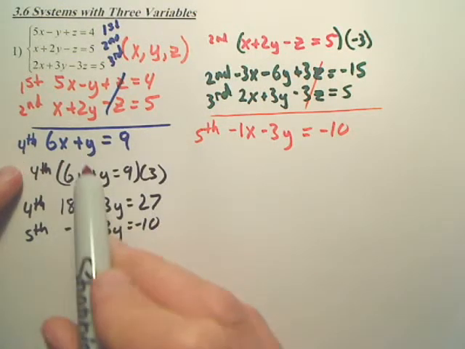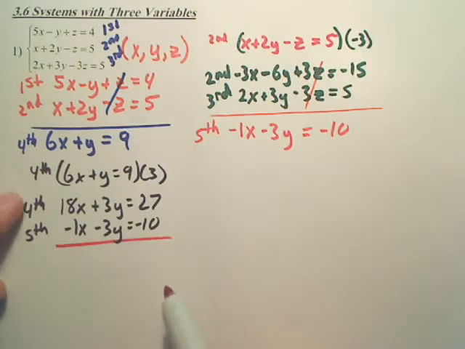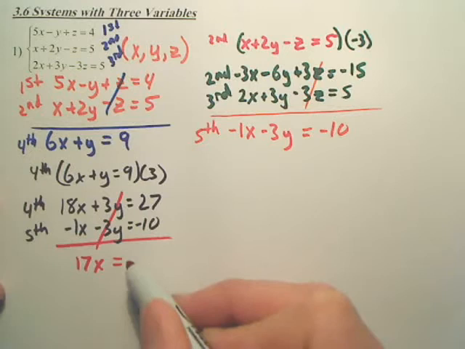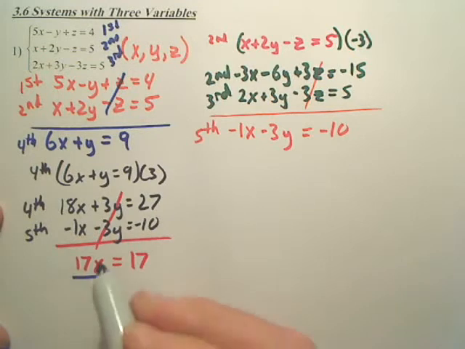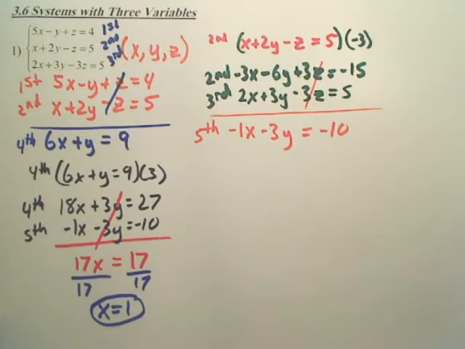Again, I multiplied my fourth equation by 3 so that I can cancel a variable. I took my fourth and fifth equation, with my fourth equation rewritten. Y disappears. That leaves me 17x, and this leaves me 17. What is x? If you divide by 17, you get x equals 1. So are we close to our answer? We have one piece. How do we find another variable? Now all we have left is y and z.